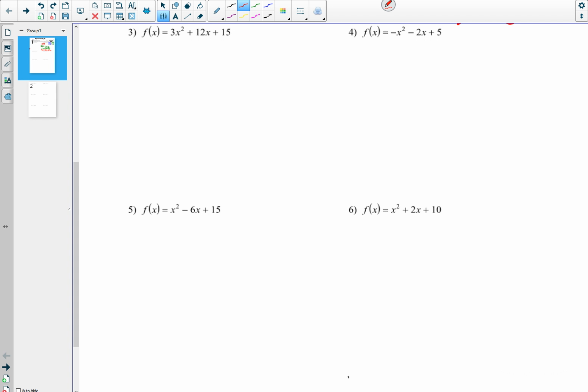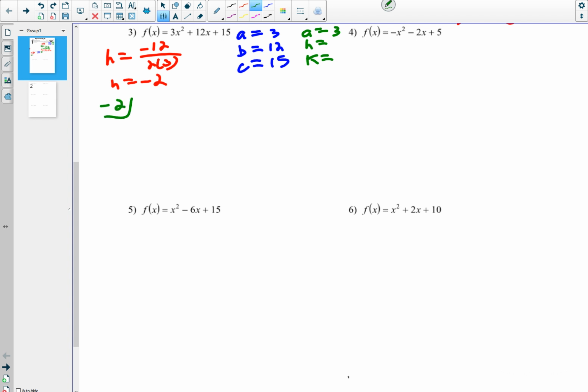All right, so let's see. A, B, C, and A, H. 3, 12, 15. The A carries over. Let's find H. So H is going to be negative B, so that's negative 12 over 2 times 3, which should give you negative 2.